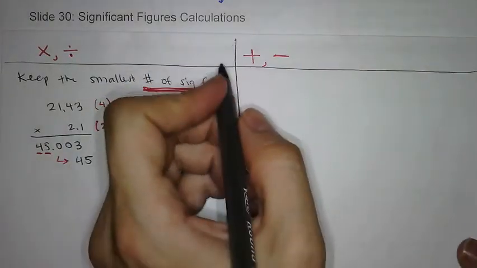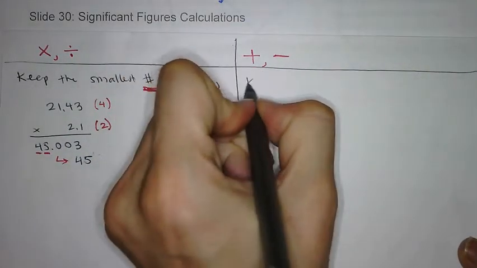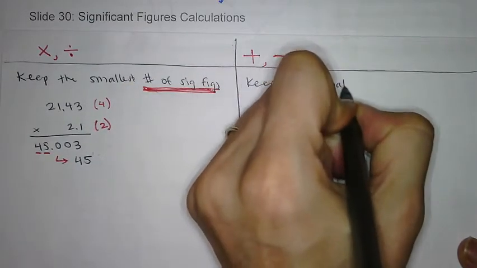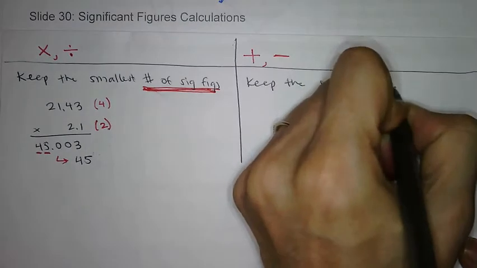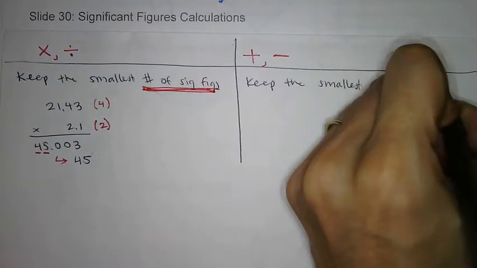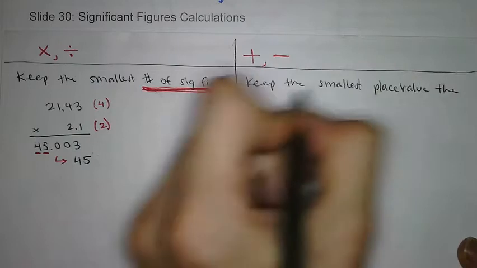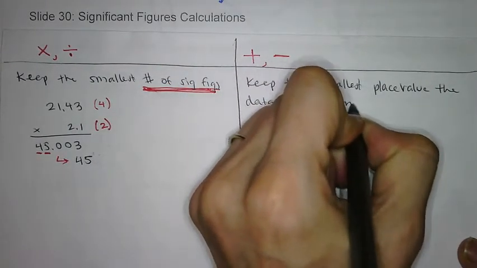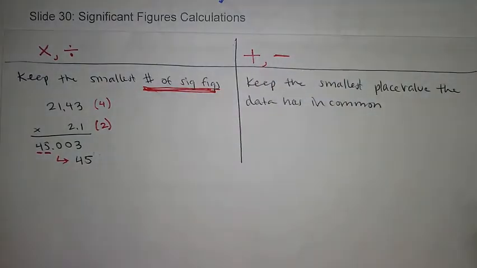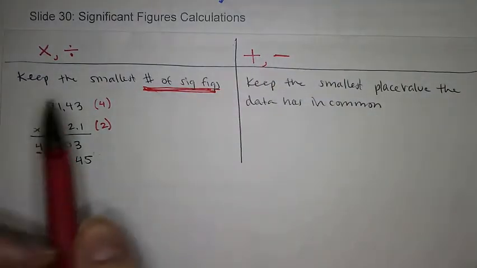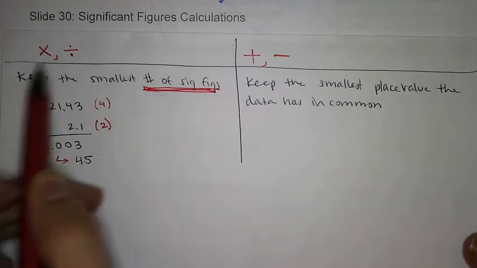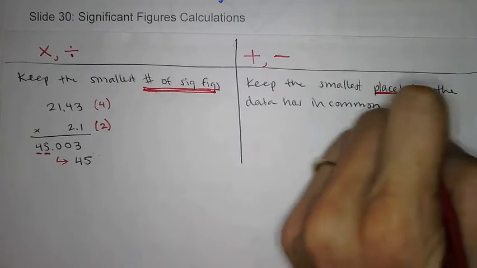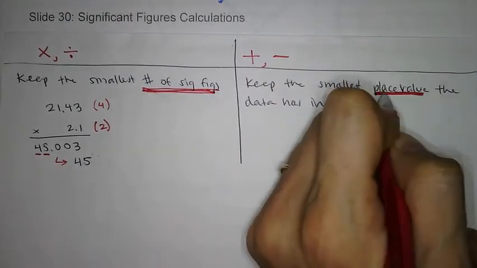When you're adding and subtracting measurements with significant figures, your final answer gets to keep the smallest place value the data has in common. Okay, and again, very bare bones definition, but you should have gone through this already. So with multiplying and dividing, you get to count significant figures. With adding and subtracting, we're looking at place value. So a totally different approach.